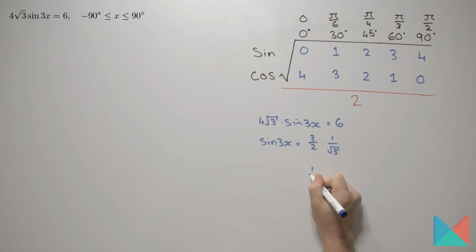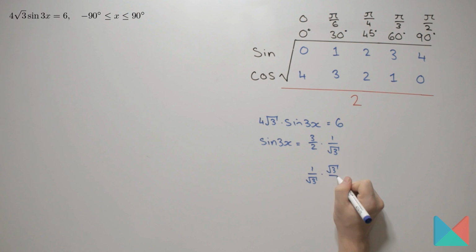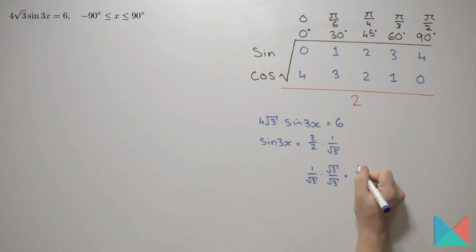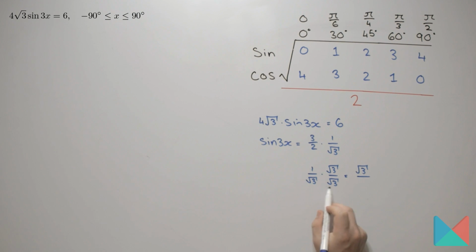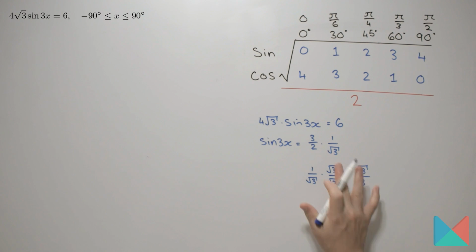And we can do that by, if we rewrite our 1 over root 3, we can multiply and divide by the square root of 3. And we can see that we have root 3 times 1, which is root 3, and root 3 times root 3, which is root 3 squared. And the square roots cancel out, so we're left with 3. So we have 1 over root 3 turns into root 3 on 3.